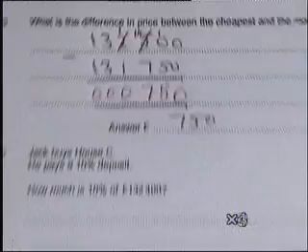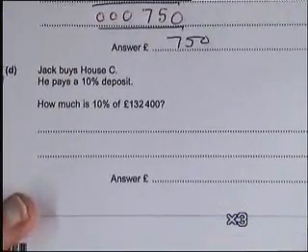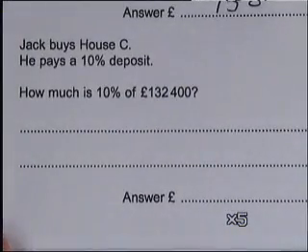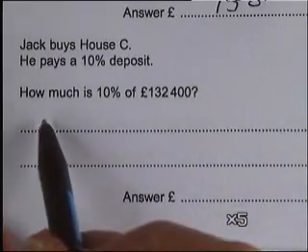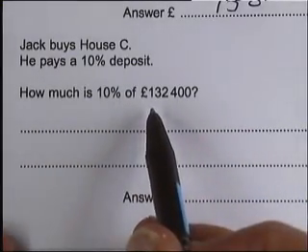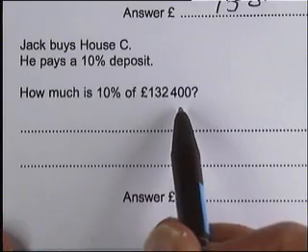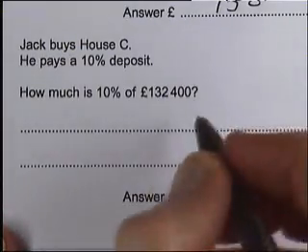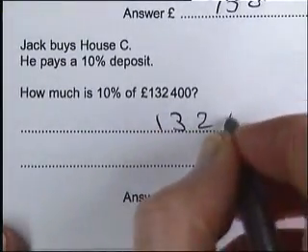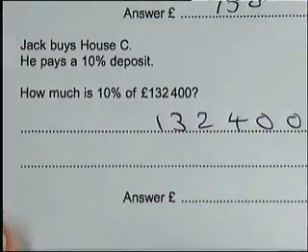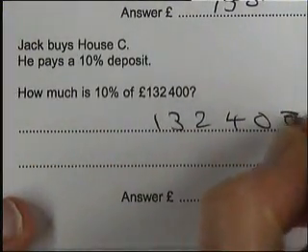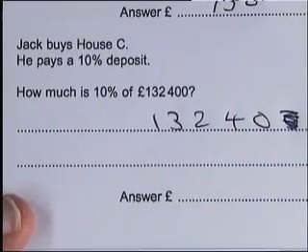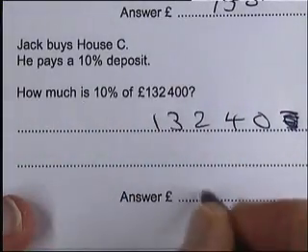Part D of the question, it says Jack buys house C. He pays a 10% deposit. How much is 10% of 132,400, which is the price of house C? So to get 10% of something, if it ends in a 0, to get 10% of it, you just get rid of that last 0. So that is the answer.